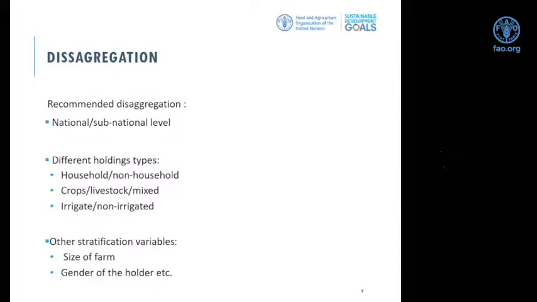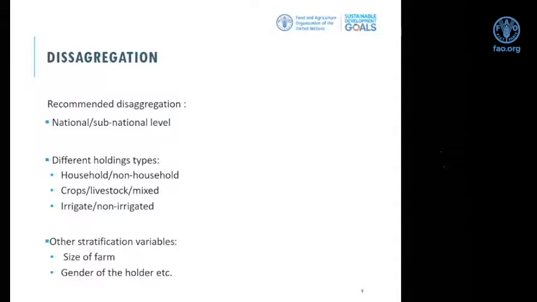Now SDG 2.4.1, as I already mentioned, is designed to be collected through farm surveys and the result expressed as a national value. However, the methodology is scale independent and can be adopted at any geographical level. Though any introduction or adoption of other stratification variables will have implications for the sample size and thus the cost of data collection.